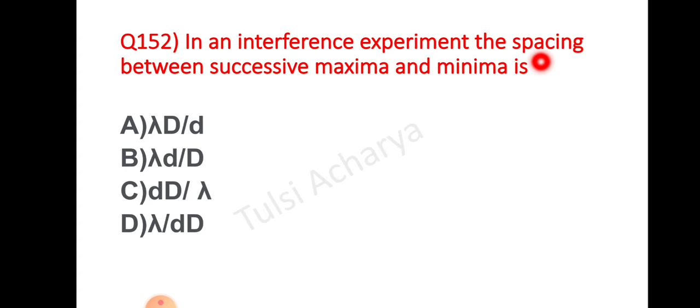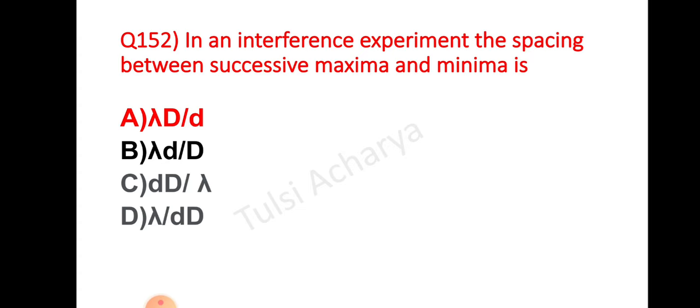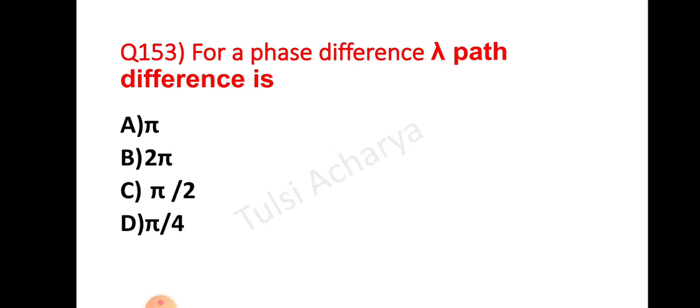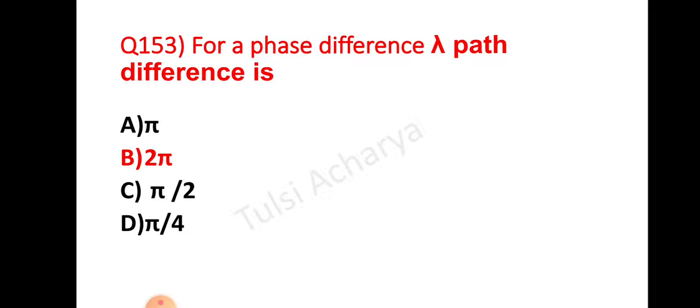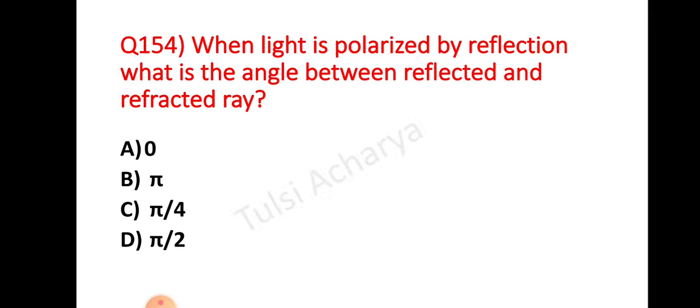In an interference experiment, the spacing between two successive maxima and minima is given by option choice A, lambda capital D by small d. This is called slit screen separation. This is called separation between two slits. We know that for a phase difference of 2 pi the path difference is lambda. That is option choice B. Now let's move to next question.